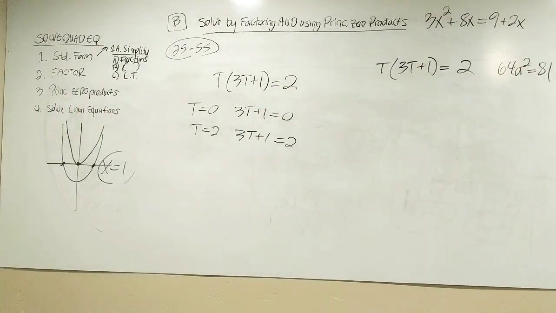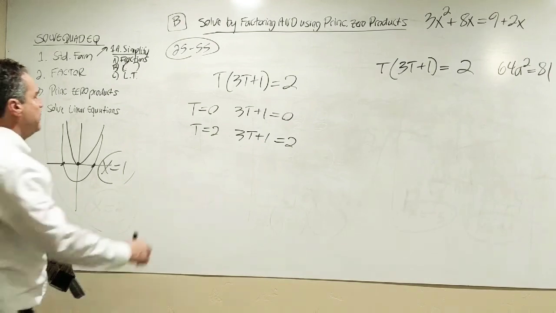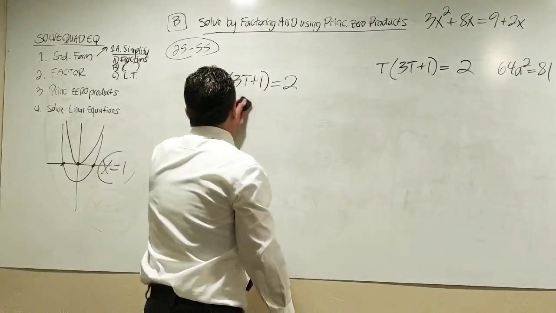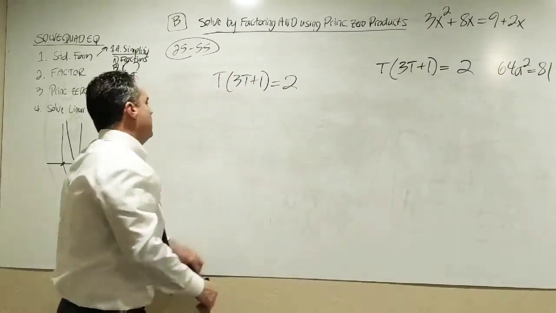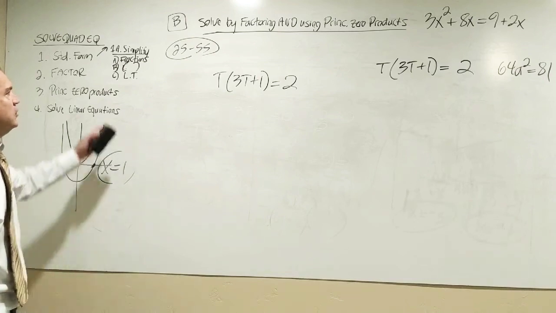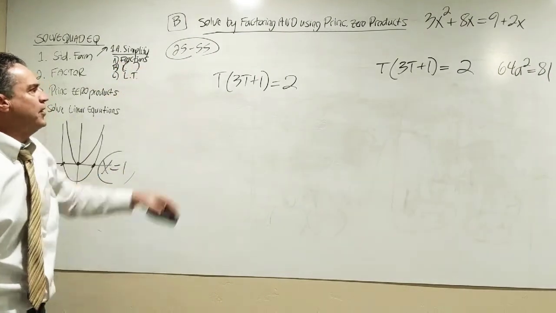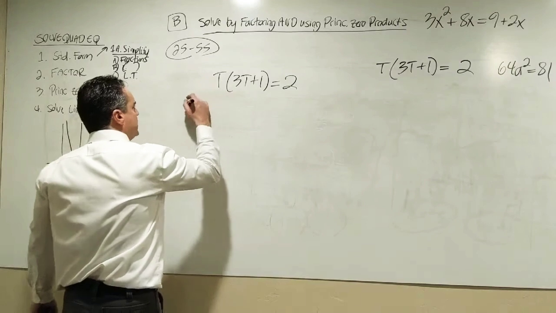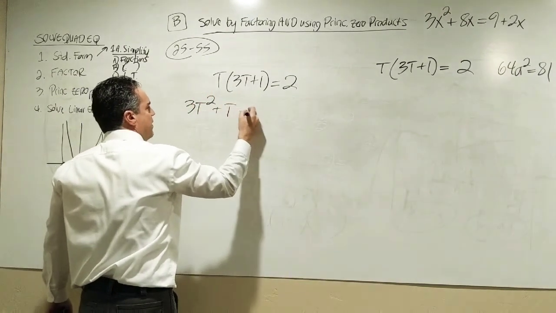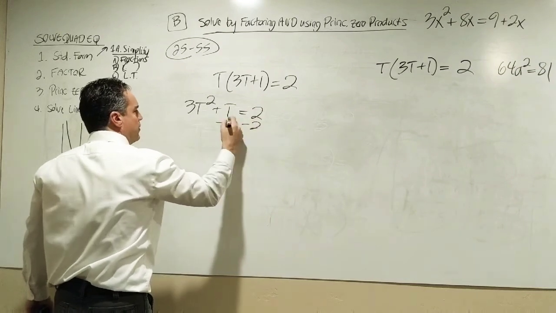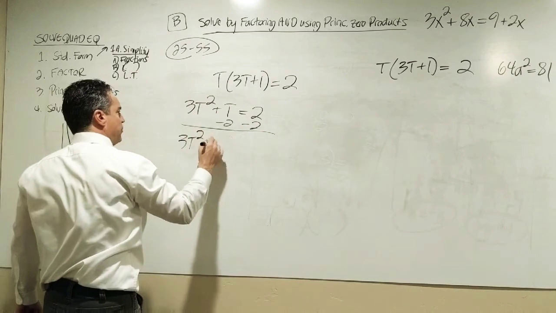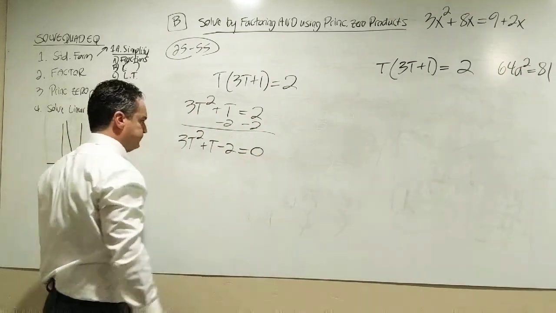So this goes back to this little thing that I wrote over here. Sometimes, before we can put it in standard form, we have to go back and do what we did in linear equations: simplify the equation. There are no fractions, but there are parentheses, so we distribute them. T times 3t makes 3t squared. T times 1 makes plus t, and then that equals 2. We're going to subtract 2 from each side. Why are we going to do that? Because we want to get it in standard form. Therefore, 3t squared plus t minus 2 will equal 0.